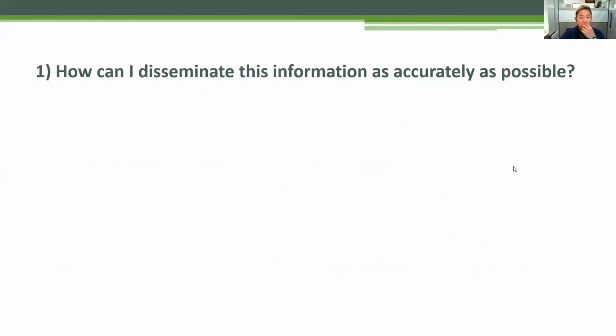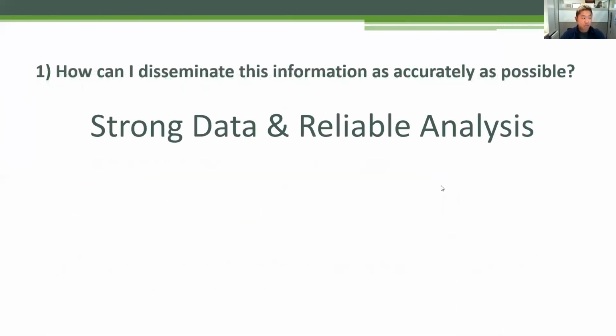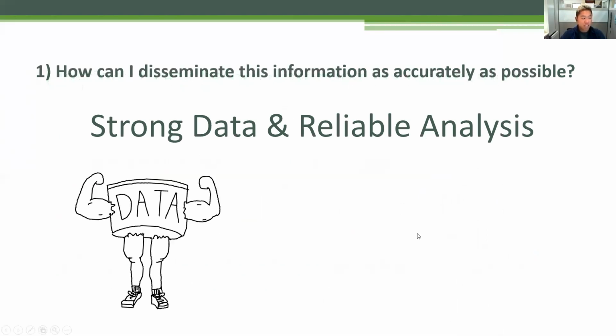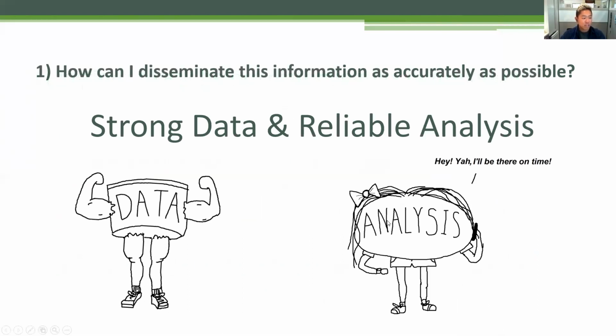So going back to number 1, how can I disseminate information as accurately as possible? That would include mostly strong data and reliable analysis. Strong data is done by data collection using reliable methods initially when you're collecting data, and then after you have all this data, analyzing it properly using the correct methods, and then creating accurate information.